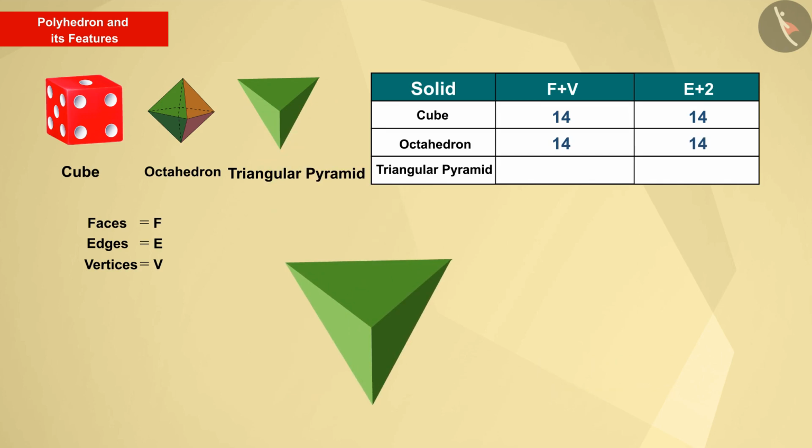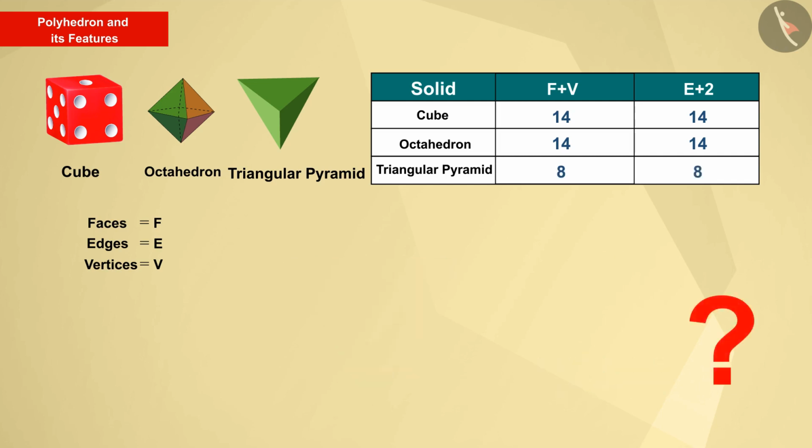Now, let's help Payal. As we can see, the pyramid has 4 faces, 6 edges, and 4 vertices. The sum of F and V is 8. The sum of E and 2 is also 8. Can you see any similarities? Well done. Here the sum of F and V and the sum of E and 2 is equal.